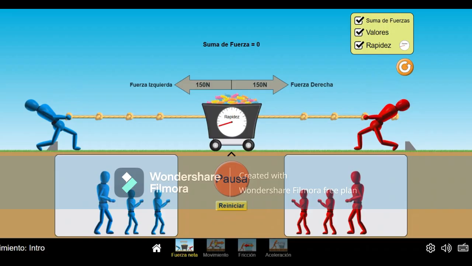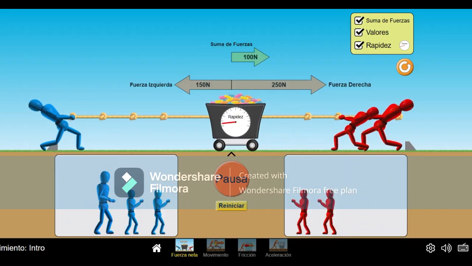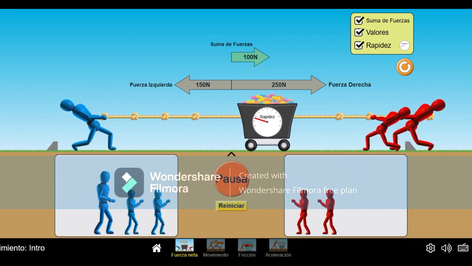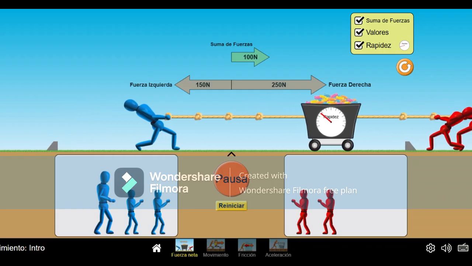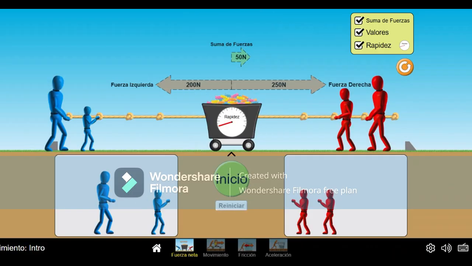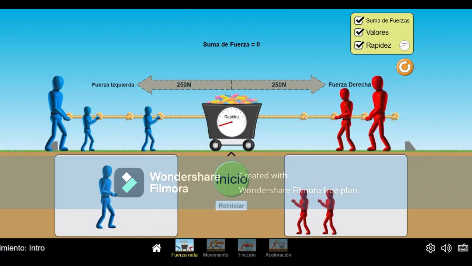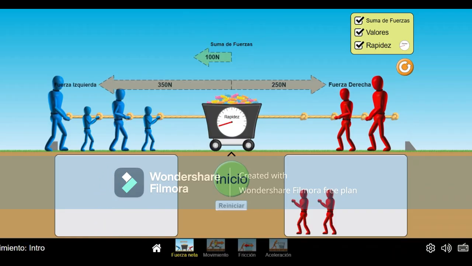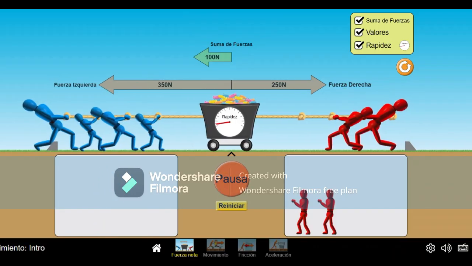Another example is when forces are unbalanced. This other example is an example of unbalanced forces. This occurs when forces do not cancel each other out because they have different magnitudes. When this happens, the net force is non-zero, and the object accelerates in the direction of the net force.